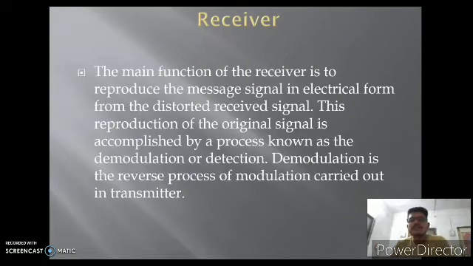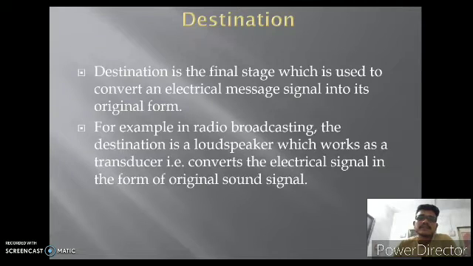Receiver. The main function of the receiver is to reproduce the message signal in electrical form from the distorted received signal. This reproduction of the original signal is accomplished by a process known as demodulation or detection. Demodulation is the reverse process of modulation carried out in the transmitter. Destination. Destination is the final stage, which is used to convert an electrical message signal into its original form. For example, in radio broadcasting, the destination is a loudspeaker, which works as a transducer, that is, it converts the electrical signal into the form of a sound signal.